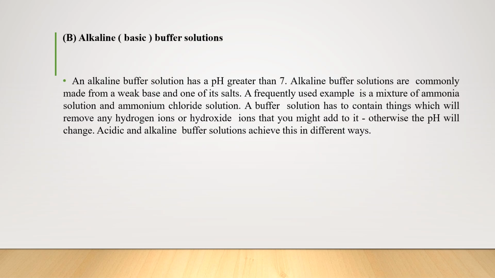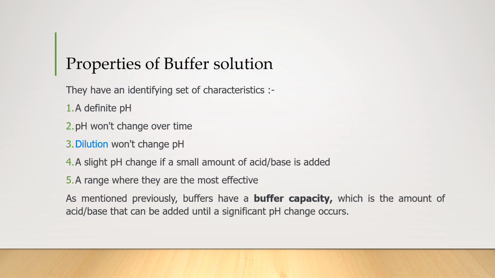Second is the alkaline or basic buffer solution. An alkaline buffer solution has a pH greater than 7. Alkaline buffer solutions are commonly made from one weak base and one of its salts. A frequently used example is a mixture of ammonia solution and ammonium chloride solution. A buffer solution has to contain things which will remove any hydrogen ions or hydroxide ions that you might add to it. Otherwise, the pH will change. The acidic and alkaline buffer solutions achieve this in different ways.